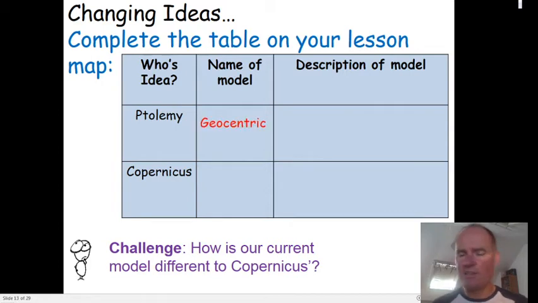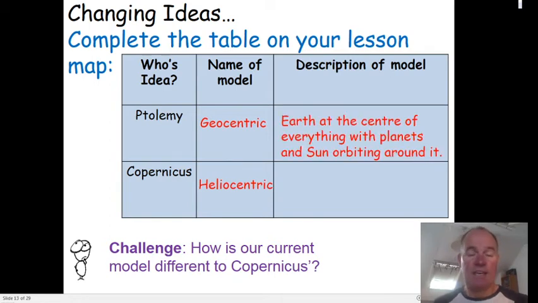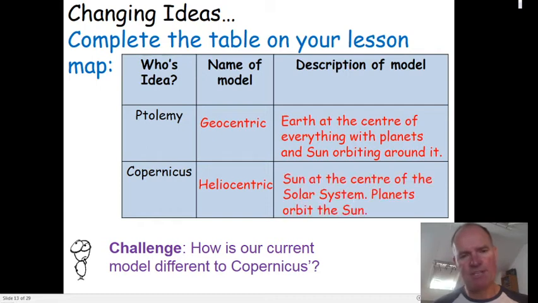Okay, so hopefully we've got Ptolemy's is the geocentric model, spelling's interesting, and Copernicus is the heliocentric model. Geo meaning Earth at the centre, helio meaning sun at the centre. In terms of the model, geocentric, Earth's at the centre of everything, and again, in those days they thought it was the whole universe, but the Earth was at the centre, and everything was orbiting around it in perfect circles, with the sun orbiting around it as well. Copernicus, however, had the sun at the centre of the solar system, with planets orbiting around the sun.